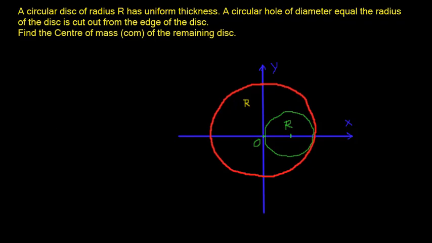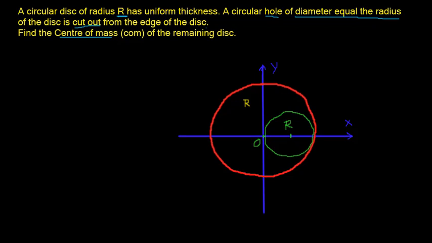Now let us do one very interesting problem based upon the two body problem. According to the question, we have a circular disc of radius r which has uniform thickness. A circular hole of diameter equal to the radius of the disc is cut out from the edge of the disc. Find the center of mass of the remaining disc.